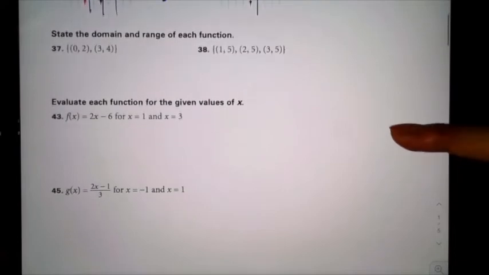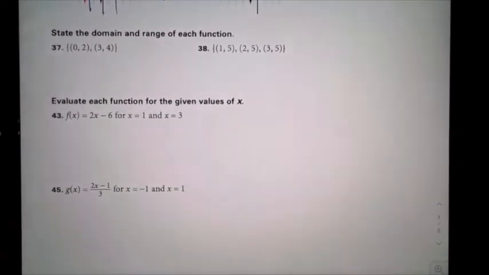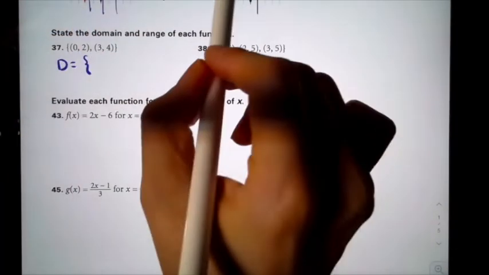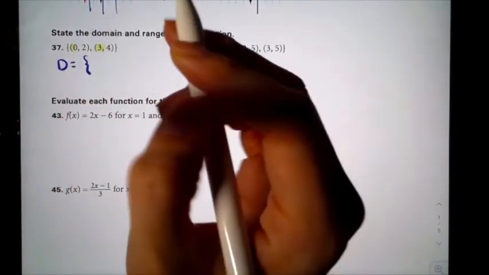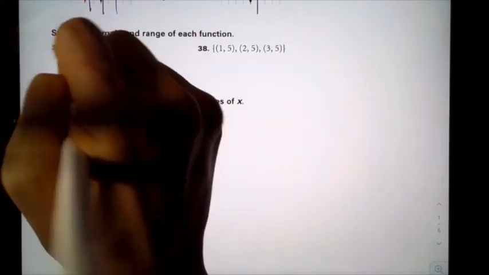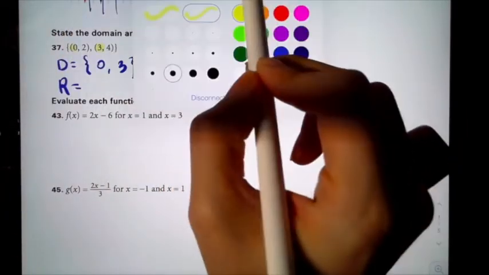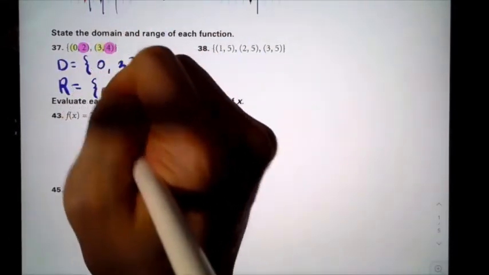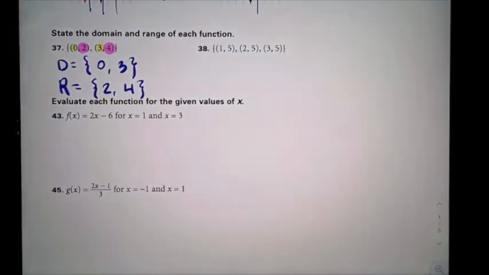And when you look at this, state the domain and range of each function. So we can talk about the domain and range. So domain is your possible x value, range is your y value. So for this one, my domain is 0 and 3. So your x values, right? So 0, 3, that's my domain, and my range is y value, right? So 2 and 4, those are our y value.